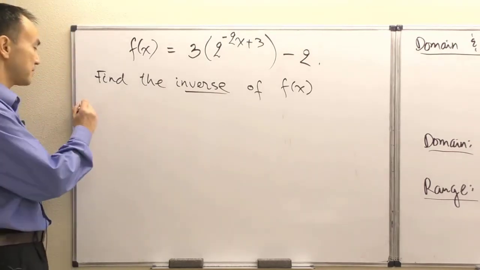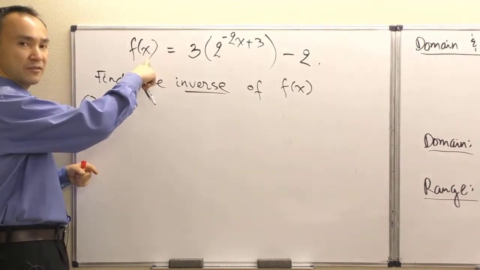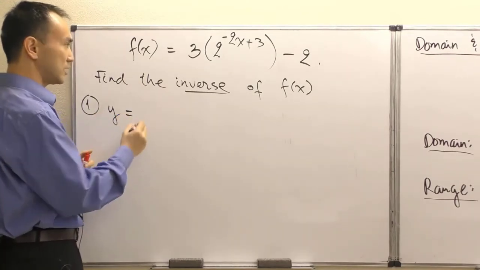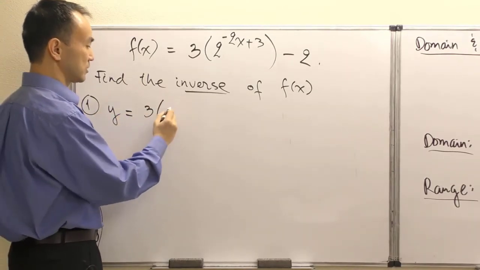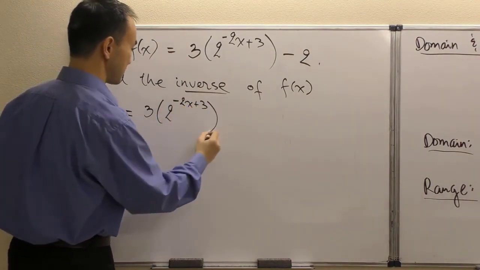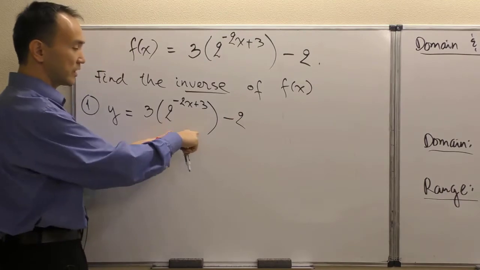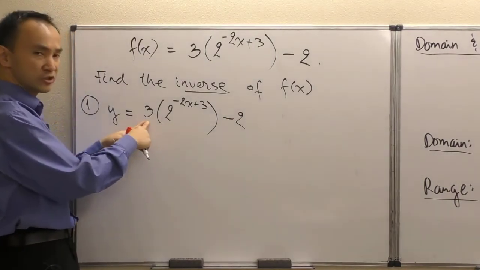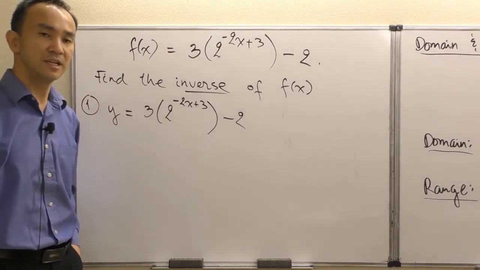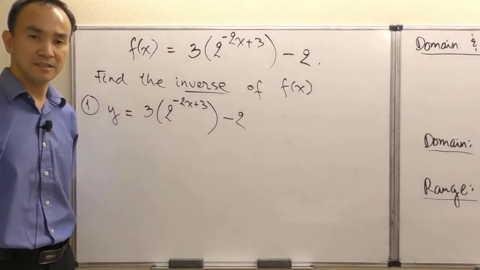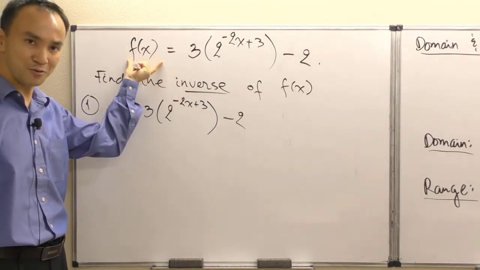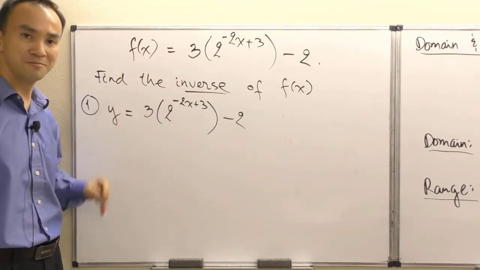So the first step here, I'm going to simply replace that f of x symbol with the letter y. So y equals 3 times 2 to the minus 2x plus 3, and minus 2. This is really the exponential part right here, and that's just a coefficient, and that's just a minus term right here. So the first step is to substitute the f of x notation with the y variable.